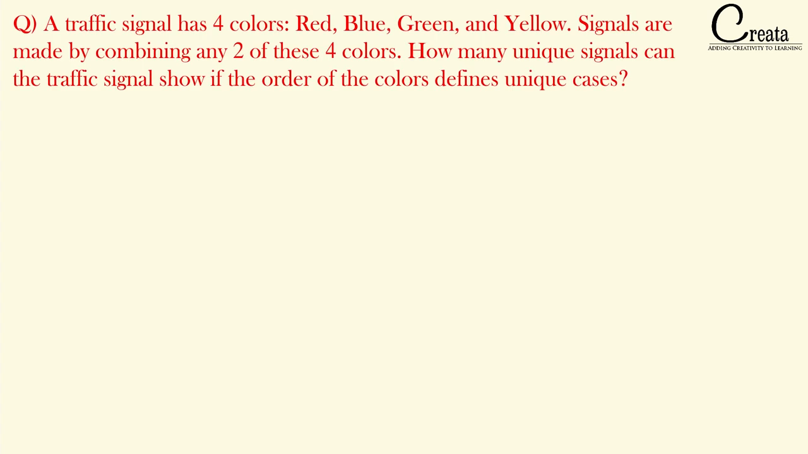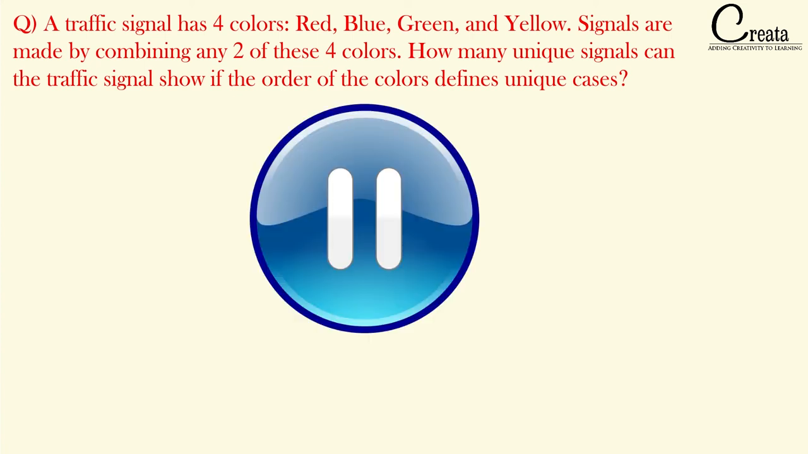The question is, a traffic signal has 4 colors: red, blue, green, and yellow. Signals are made by combining any two of these 4 colors. How many unique signals can the traffic signal show if the order of the colors defines unique cases? Take your time, pause the video and try to solve this question.